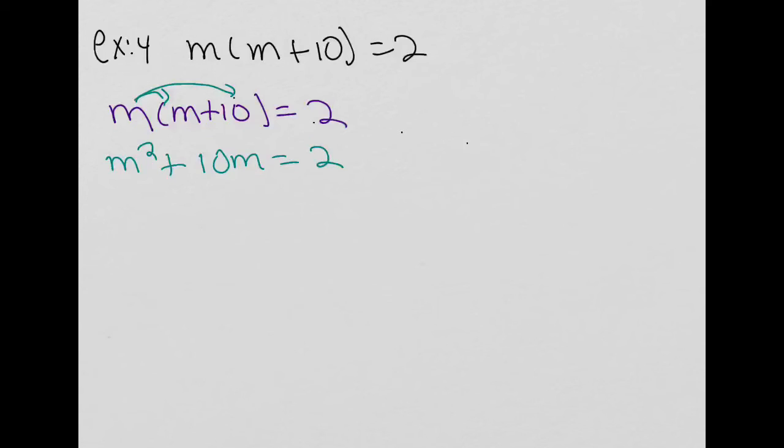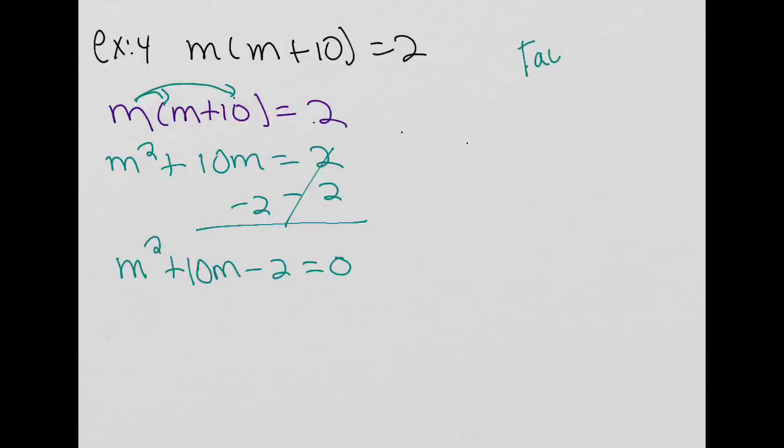Now, you have a choice. Which are the methods? Well, let's first make it a quadratic by making it equal to 0. Okay, so this is m squared plus 10m minus 2 equals 0. So, is it factorable? Does it factor? Let's check that. Factors of 2 that will subtract to 10: it is not factorable.